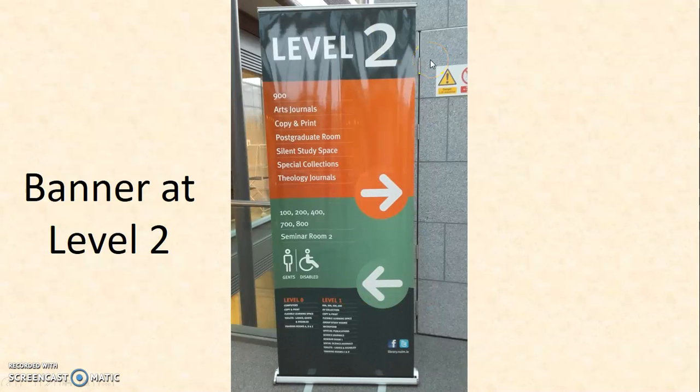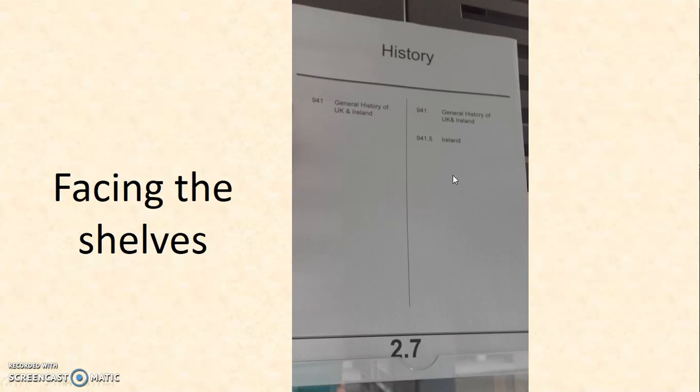When we reach level 2, we find a similar banner, which informs us that books in the 900s are located to our right. So we follow the arrow. When we get to the shelves, we find that each shelf has an information sheet on the end telling us what books are present. In this case, books beginning with the code 941 are located to the shelf on the left-hand side, and books in both 941 and 941.5 are located to the shelf on the right-hand side.